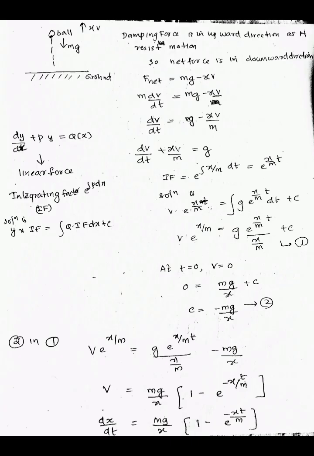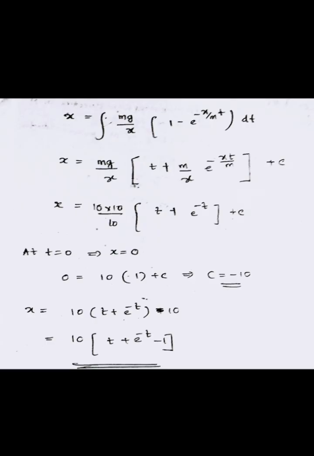Substituting the value of c in 1, we get v e raised to gamma by m t is equal to g into e raised to gamma by m t divided by gamma by m minus mg by gamma. That is, v is equal to mg by gamma into 1 minus e raised to minus gamma t by m. That is, dx by dt is equal to mg by gamma into 1 minus e raised to minus gamma t by m.